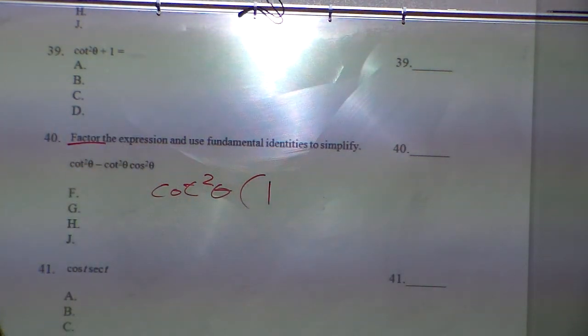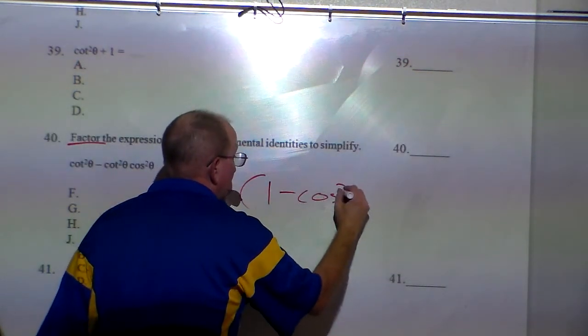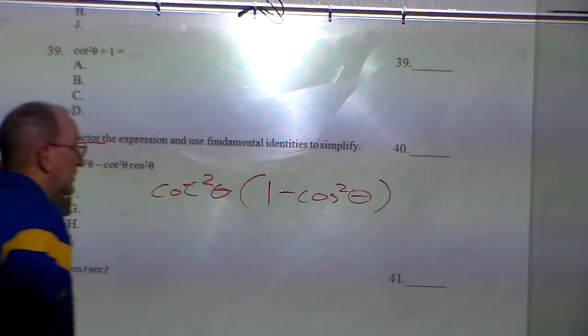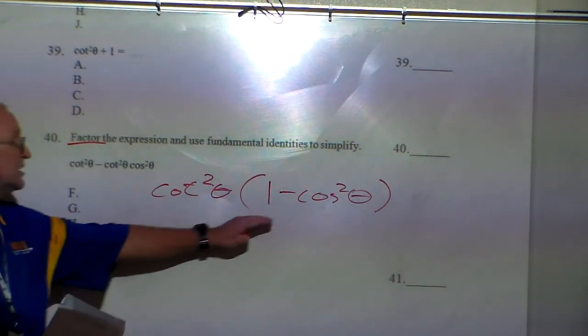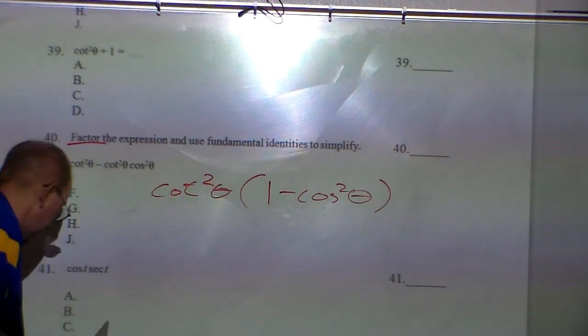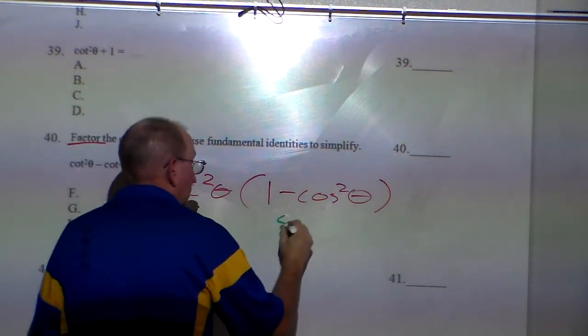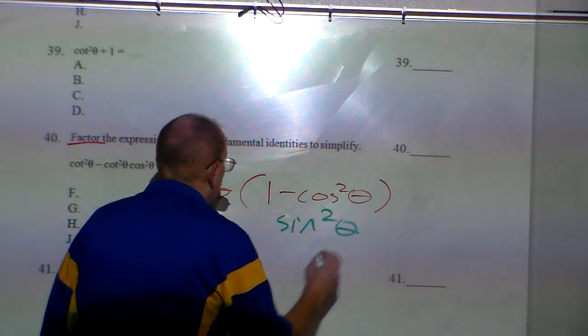People want to forget that. That's 1, like the distributive property. If I take that out, that leaves minus what? Cosine squared theta. Does anybody recognize something in this one? What is 1 minus cosine squared theta the same thing as? It's another Pythagorean one. Do you recognize it? No? This one's sine squared theta.